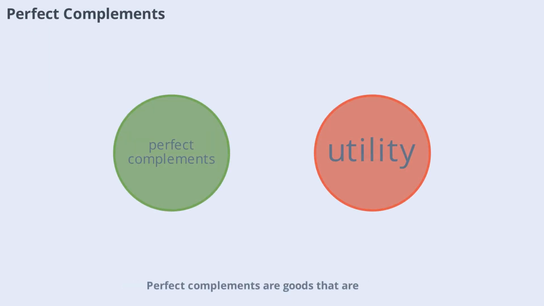Perfect complements are goods that are always consumed together in fixed proportions, like left and right shoes. The indifference curves for perfect complements are L-shaped, reflecting that increasing one good without the other doesn't increase utility. This concept helps explain certain consumption patterns and the structure of utility functions for such goods.